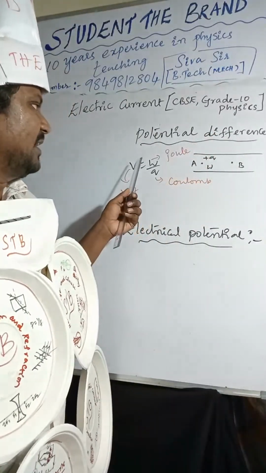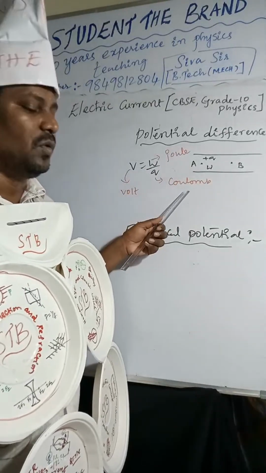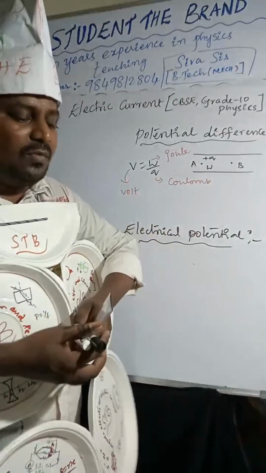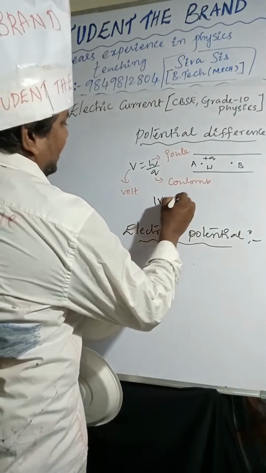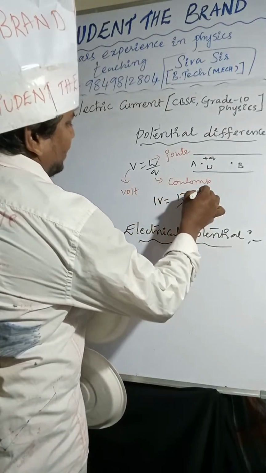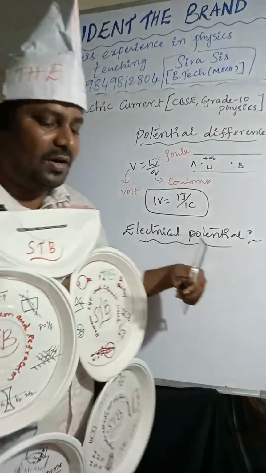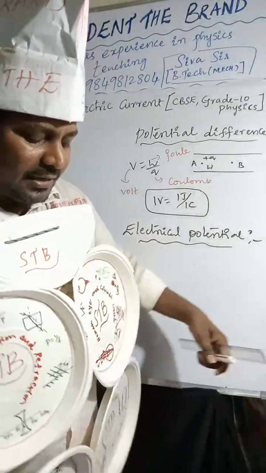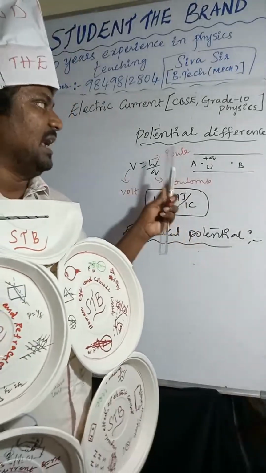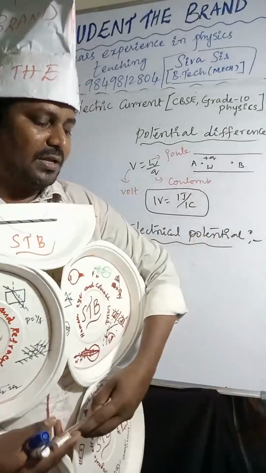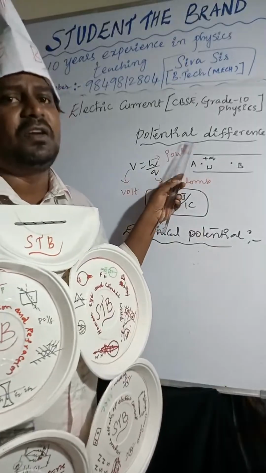Okay, so the SI unit of potential difference is volt, the SI unit of work is Joule, and the SI unit of charge is Coulomb. 1 volt is defined as 1 Joule of work done to bring 1 Coulomb of charge from one point to another point. So that is nothing but 1 volt. Potential difference, you have to remember one thing.